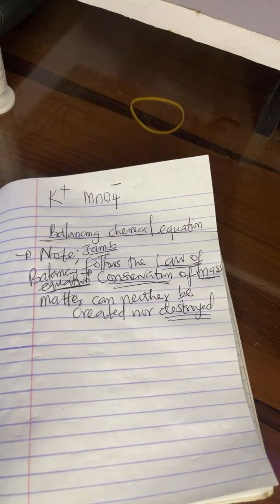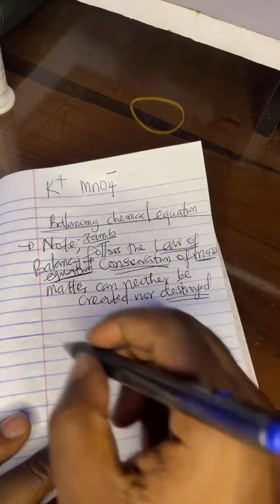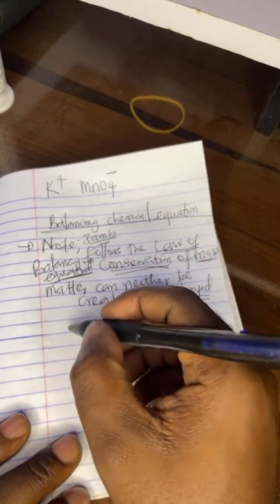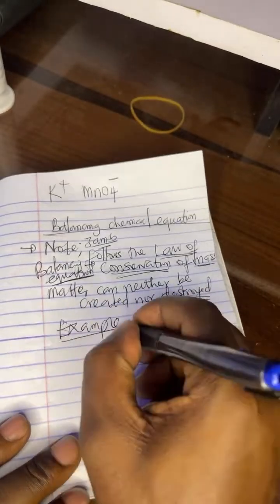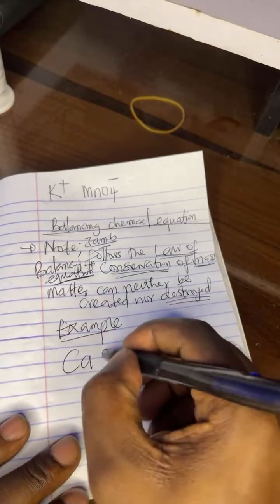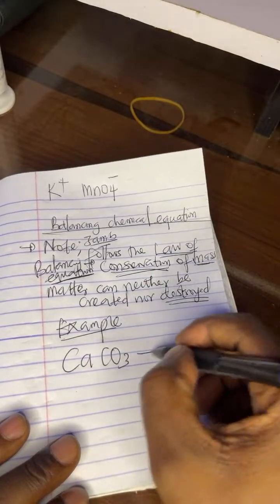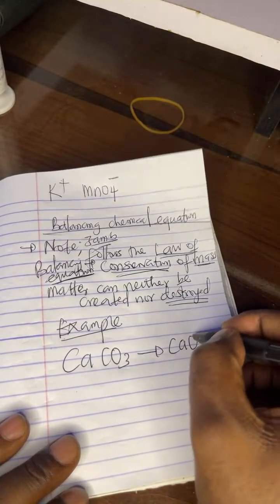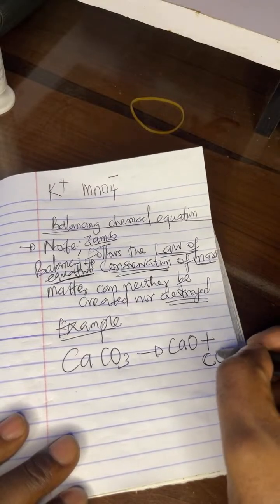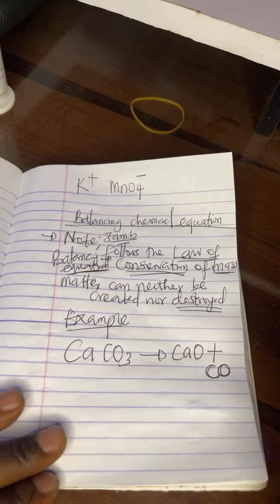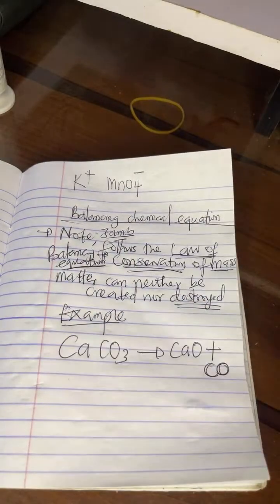I will show you something now. Let me give you an example. People cram it, but you don't need to cram it. Look at what happened. If you have CaCO3 to give CaO and CO, do you think this is correct?